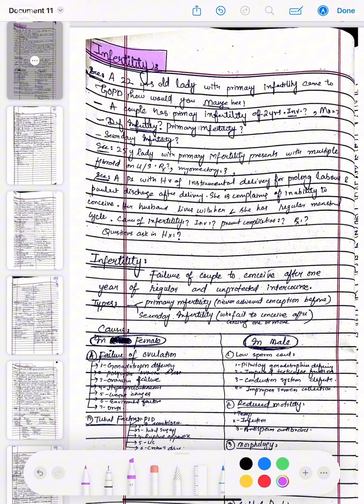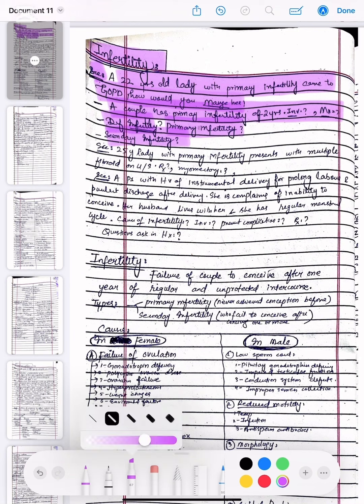So we have a scenario for infertility: a 22-year-old lady with primary infertility came to OPD. How would you manage her? A couple has primary infertility of 2 years. What are the investigations and the management options? Then define infertility. What is primary infertility? What is secondary infertility?